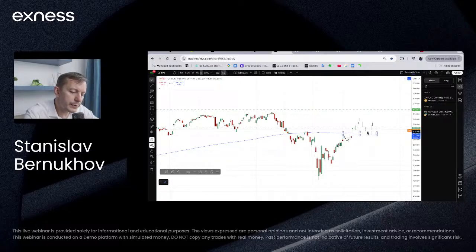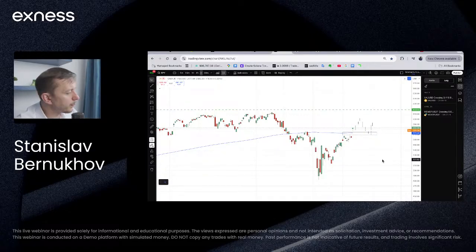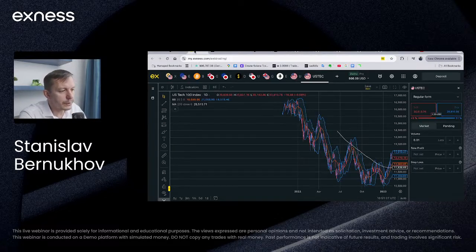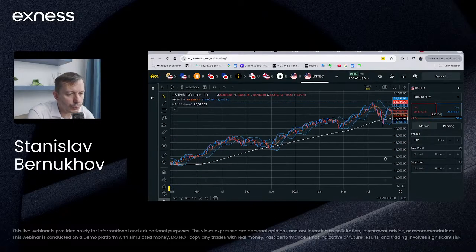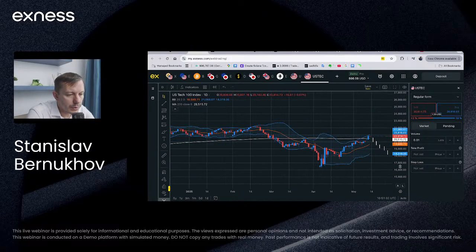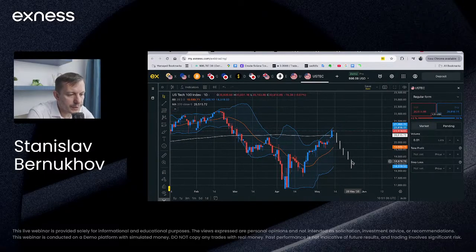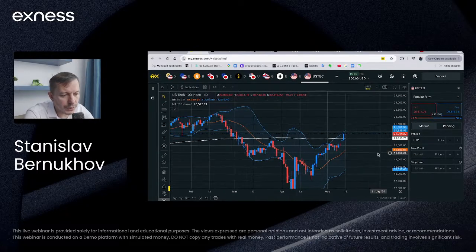Currently, I don't have any bias on S&P 500 or Nasdaq specifically. I think that's an important level to watch. The Nasdaq and S&P are testing important levels. But there is some chance, of course, that it will continue going up.